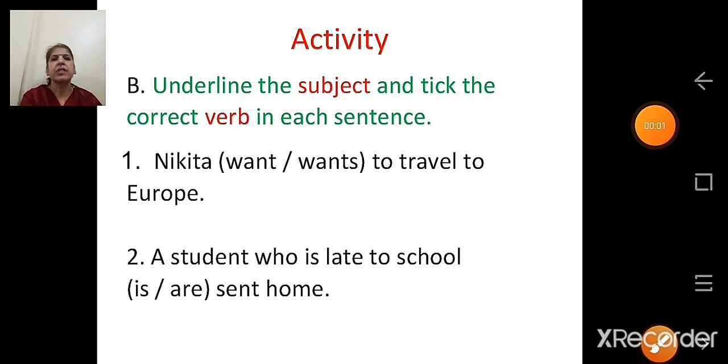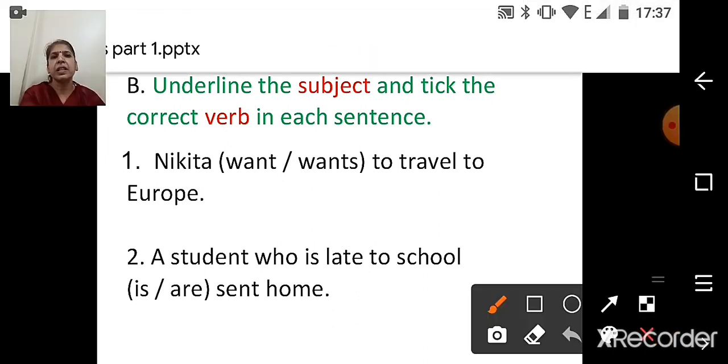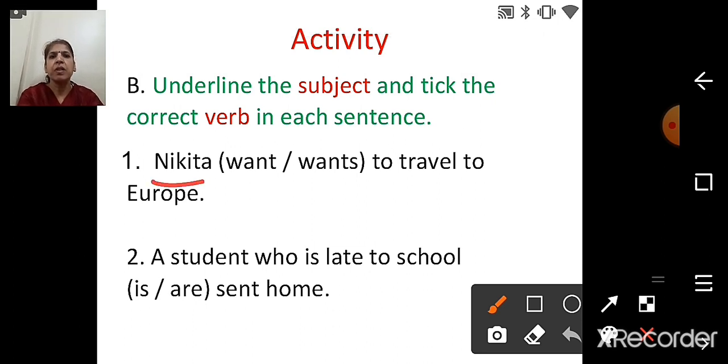So here is an activity. Underline the subject and take the correct verb in each sentence. First one: Nikita dash wants to travel to Europe. Now, which is the subject here, children? Nikita. So we are going to underline it. Now, which is the correct verb here? Nikita, subject, is singular. So the verb also singular, and a singular verb is with s. So which verb will it be? Wants. Nikita wants to travel to Europe.